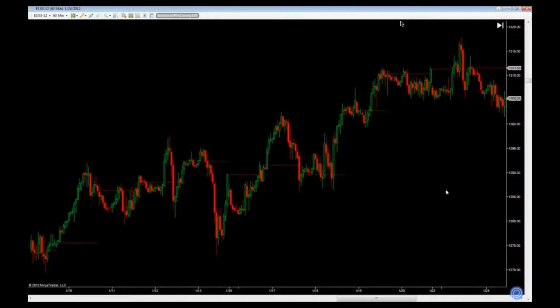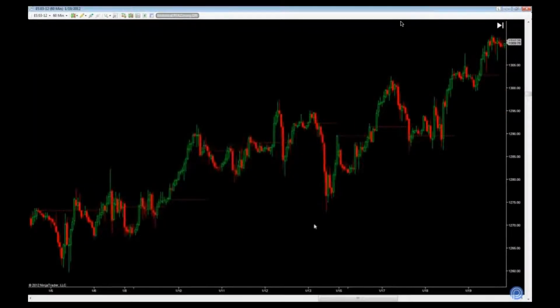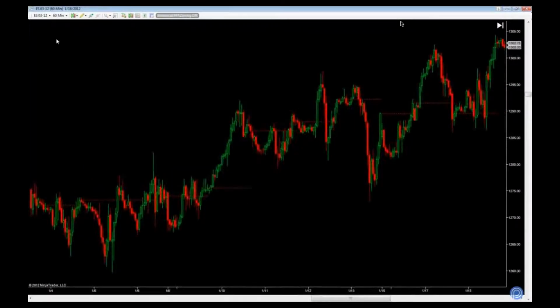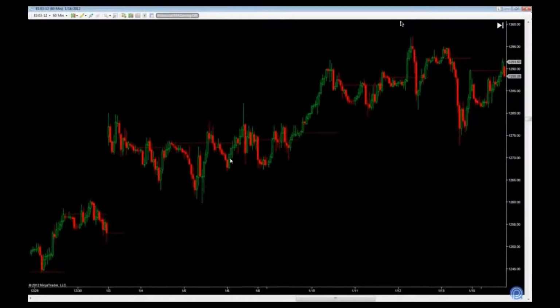And what I'm doing is just scrolling back a little bit to give you guys an idea of what we're looking at. As you can see, we're looking at an hourly chart of the S&P. You see a lot of candles going on in here, a lot of up and down movement, what we like to refer to as noise.